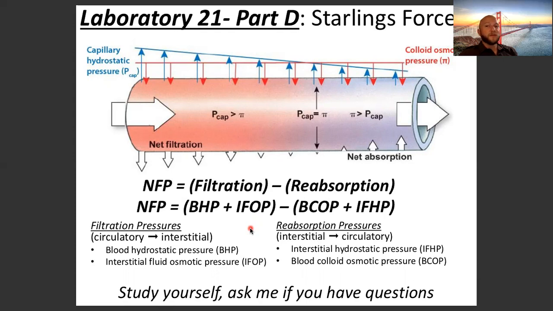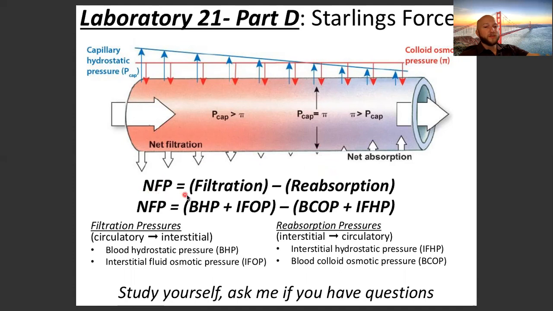Capillaries are the site of exchange in our circulatory system. That's where things leave our circulatory system and come back in. We need to have a nice balance between things leaving our capillaries and things going back into our capillaries. If too many things leave, we can have extra fluid in our interstitial space, which leads to edema, which is not generally a good thing. NFP is net filtration pressure.